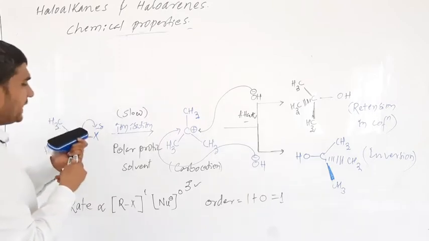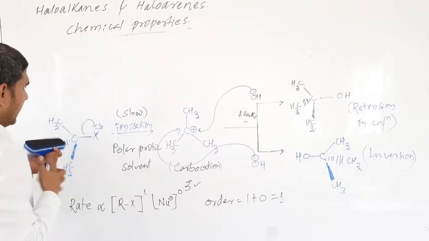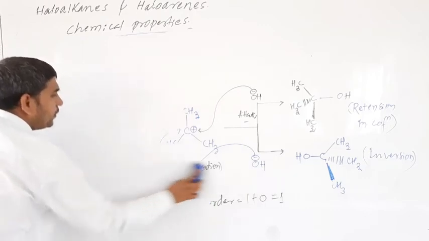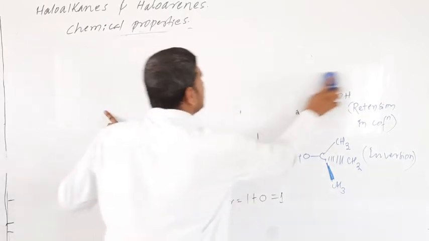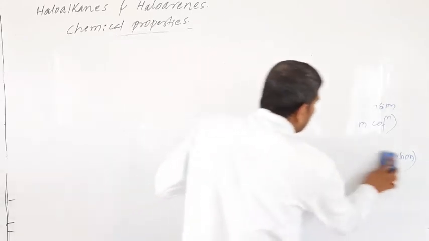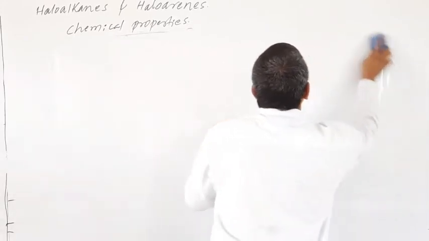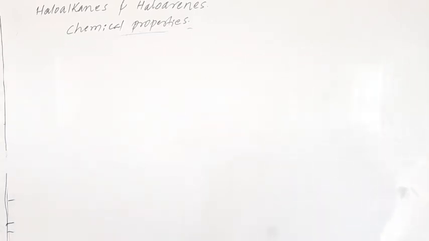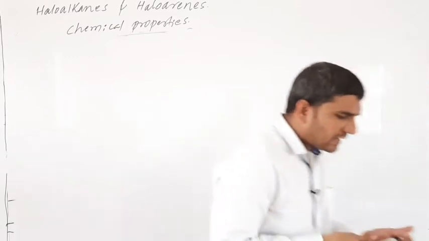Listen, over here, the stability. You know already that the SN1 reaction depends on what? SN1 reaction depends on the stability of carbocation. Means if the formed carbocation is highly stable, the rate of reaction becomes very fast.